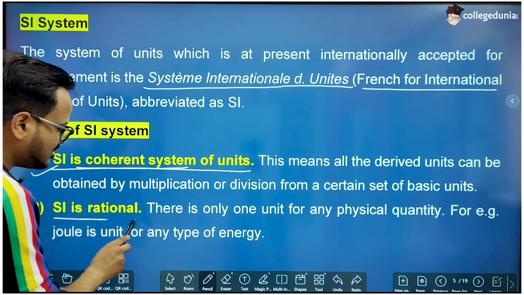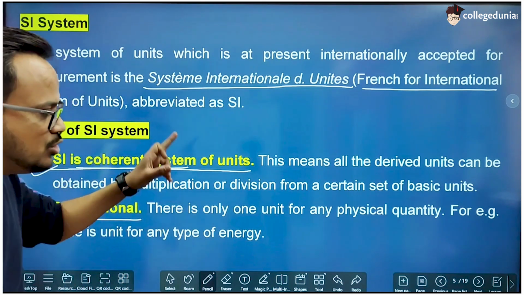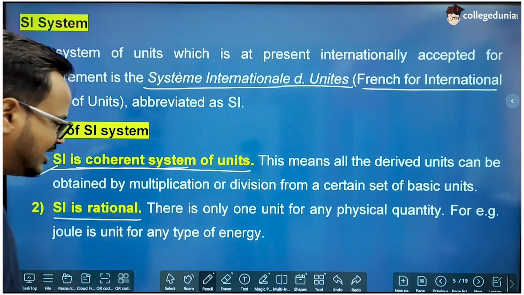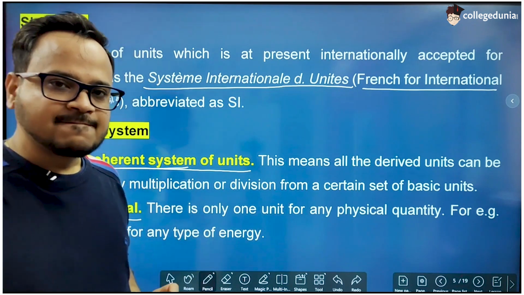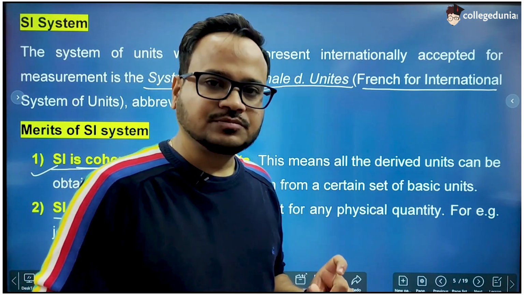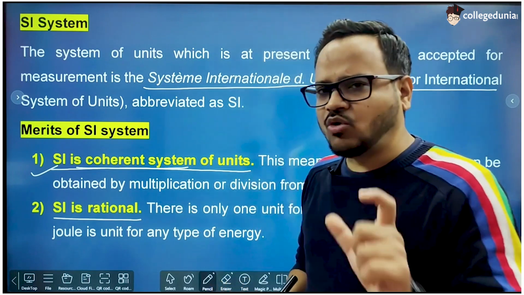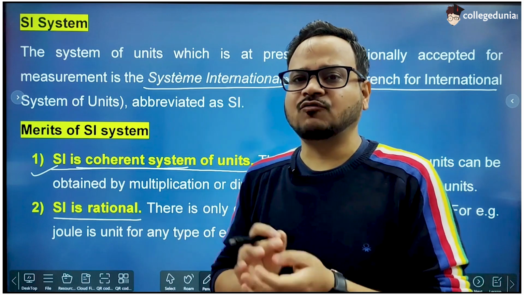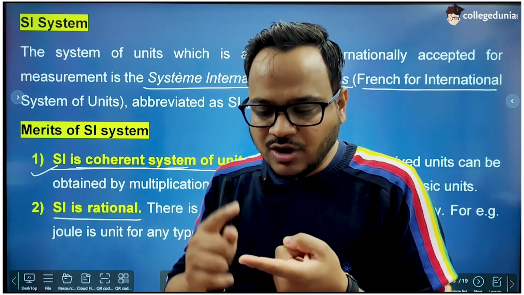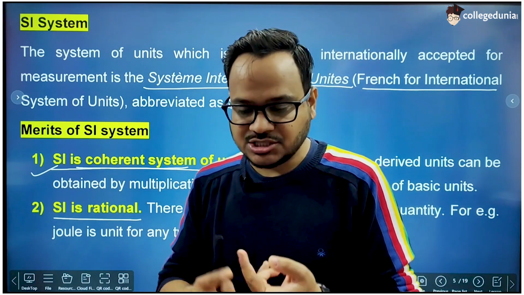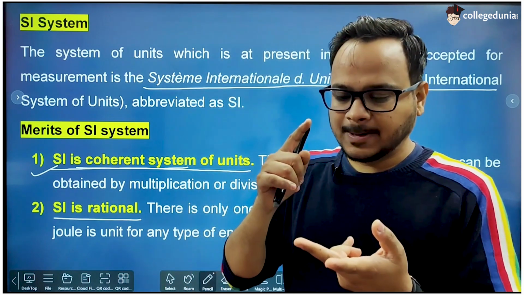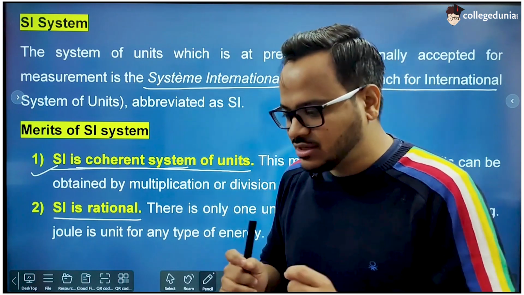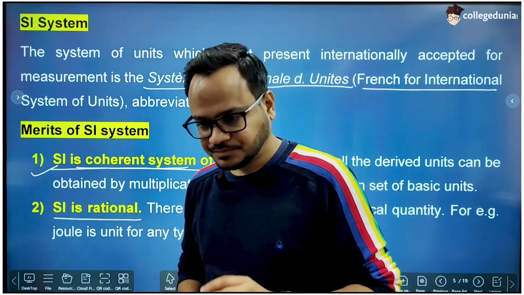Okay. Second one is SI is rational. There is only one unit for any physical quantity. For example, joule is the unit of any type of energy. In SI system, we give one unit for similar quantities. So, we have decided that joule is the unit for any kind of work or any kind of energy. For work, for kinetic energy, for potential energy, for heat energy, for other types of energies, we have only one unit, which is joule. But that is not the case with other systems.